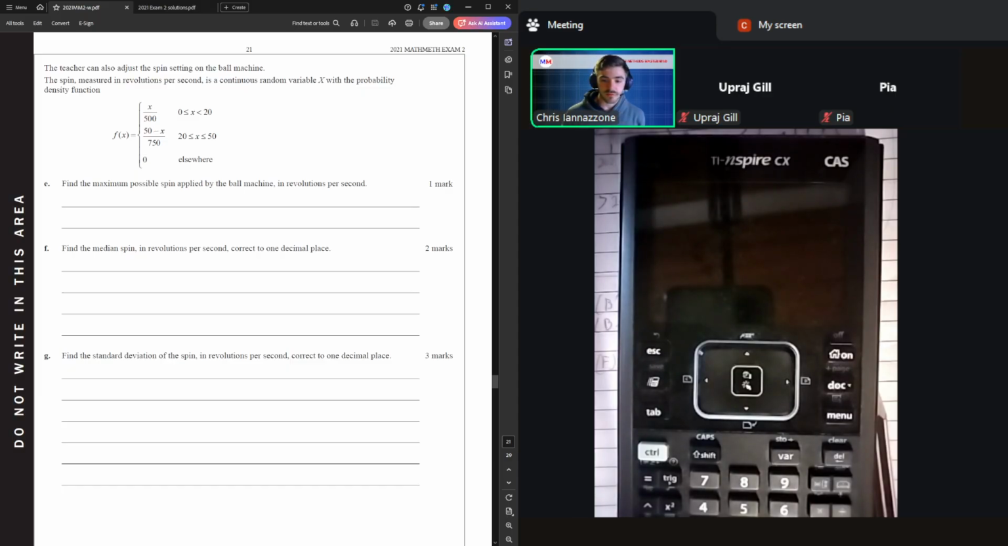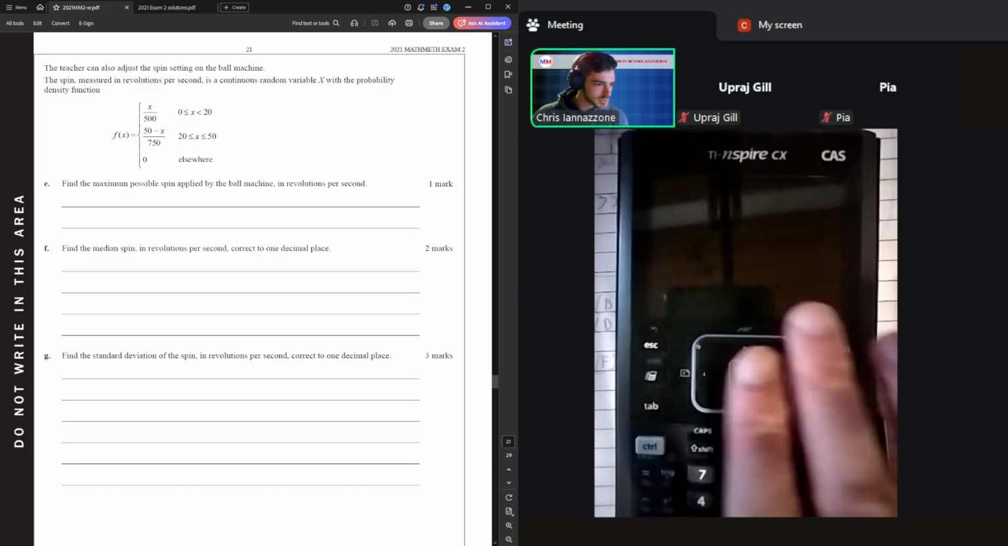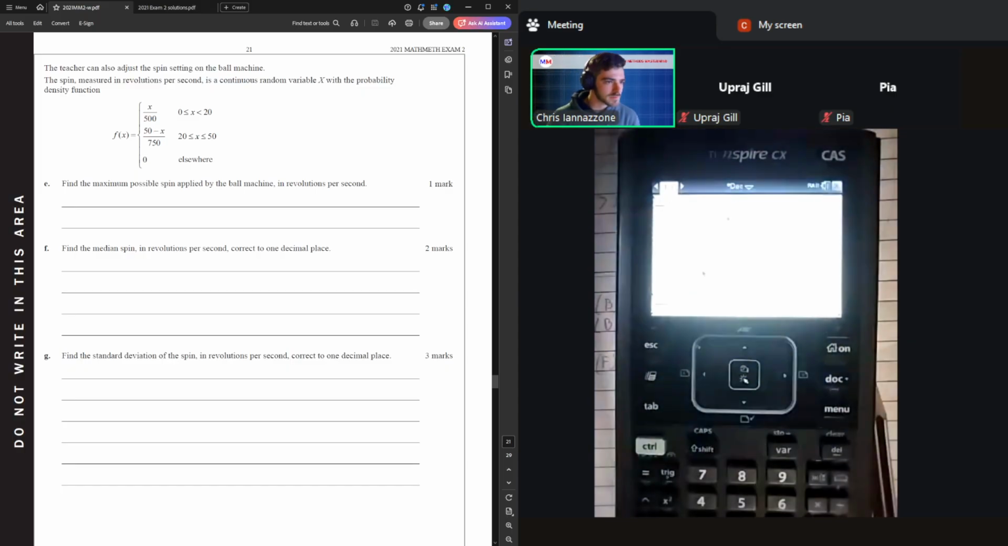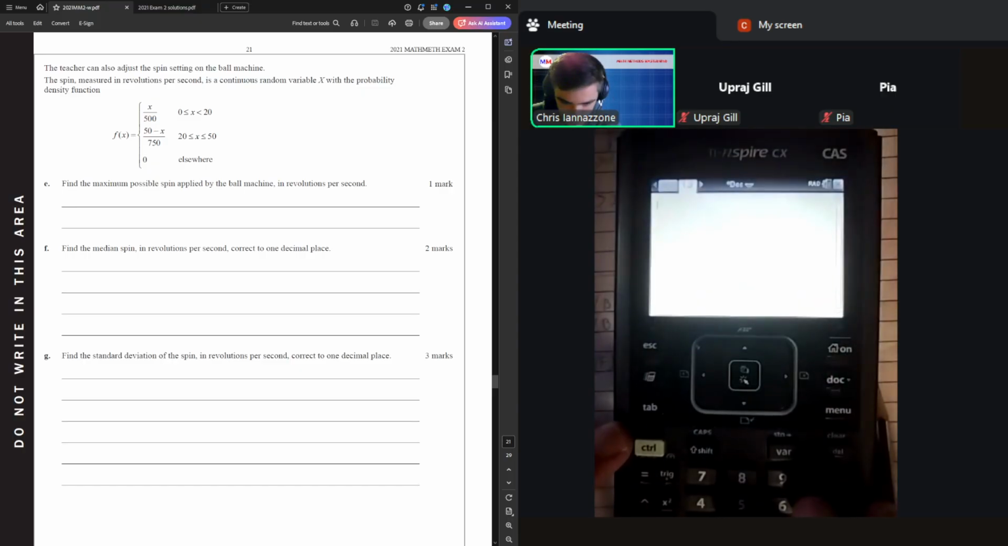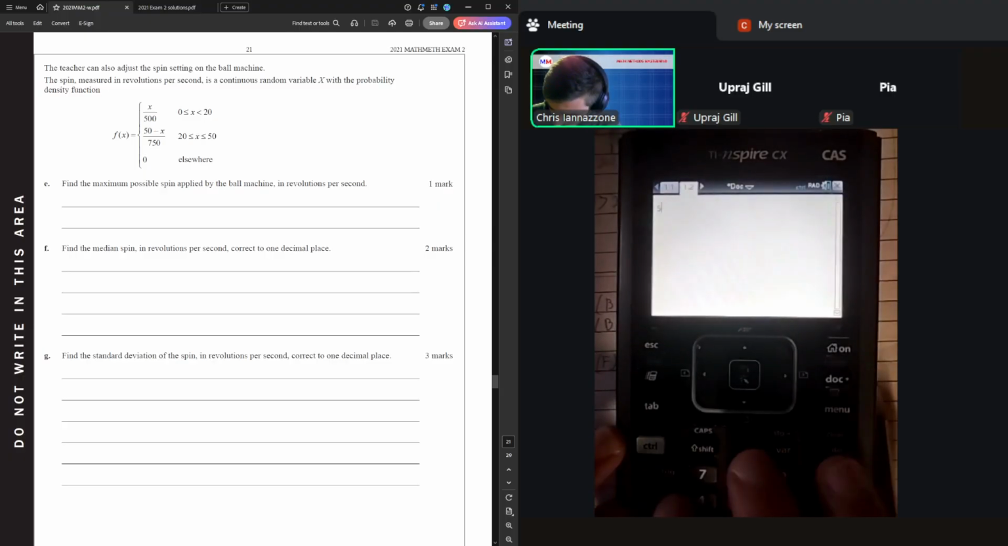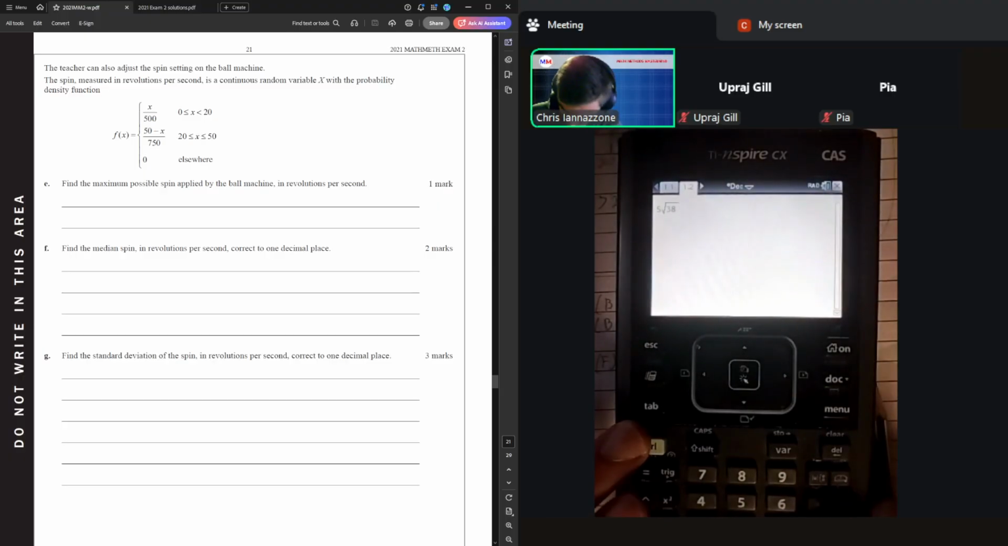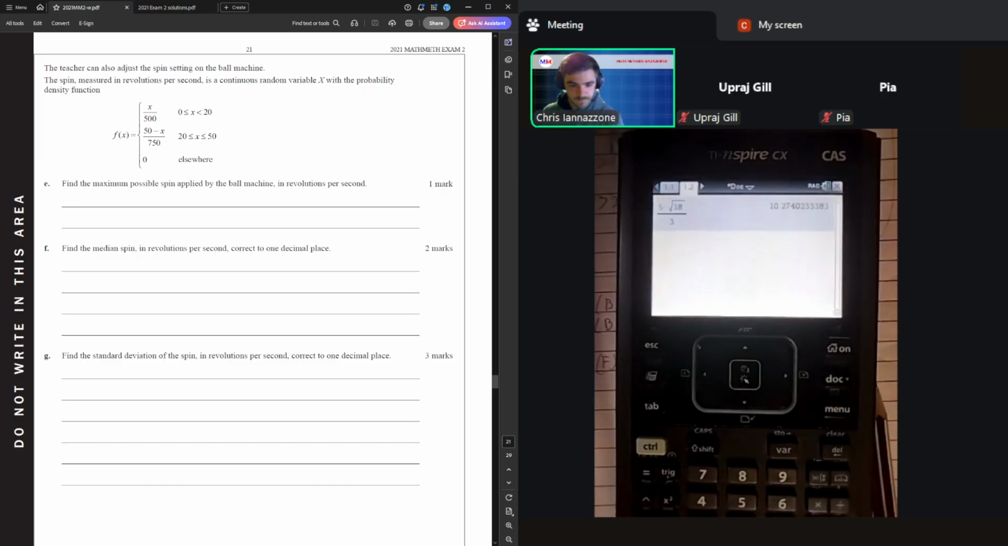5 root 28, 5 root 38 on 3, probably. Let me just get that to a decimal place, because you've got to give the final answer to one decimal place. Let's see, 5 root 38 on 3. Yeah, looks good. That's right.